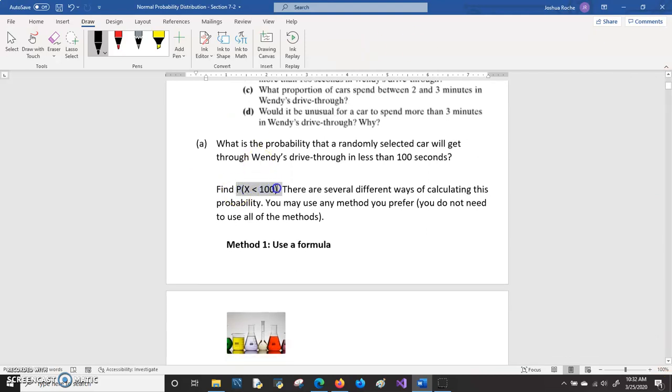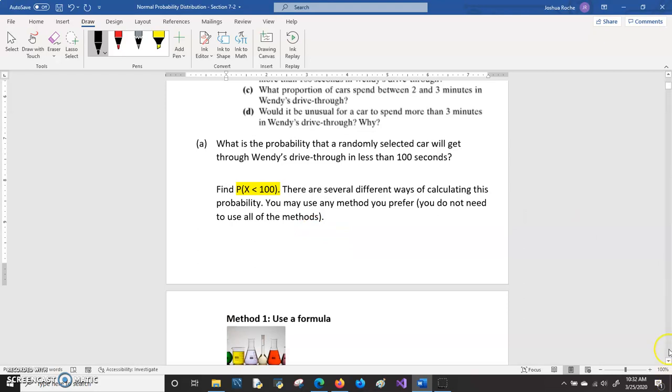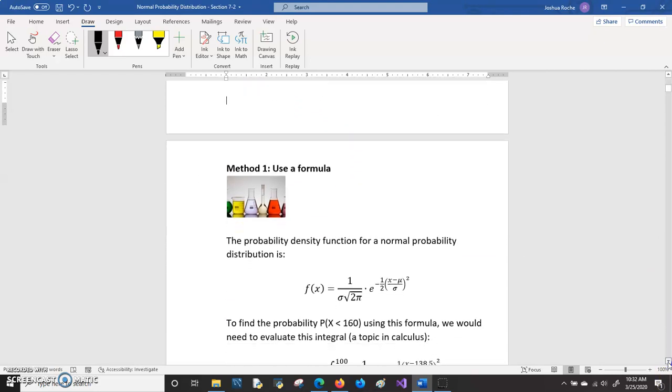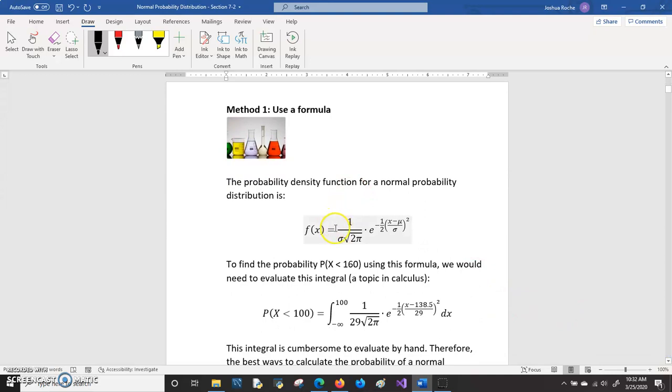We're trying to find the probability that x is less than 100. And there are different ways of finding that probability. One way is to use a formula. The formula for a normal probability distribution is this formula. But I mentioned earlier that this formula is a little bit cumbersome to use, and we won't really focus on using it in this course.